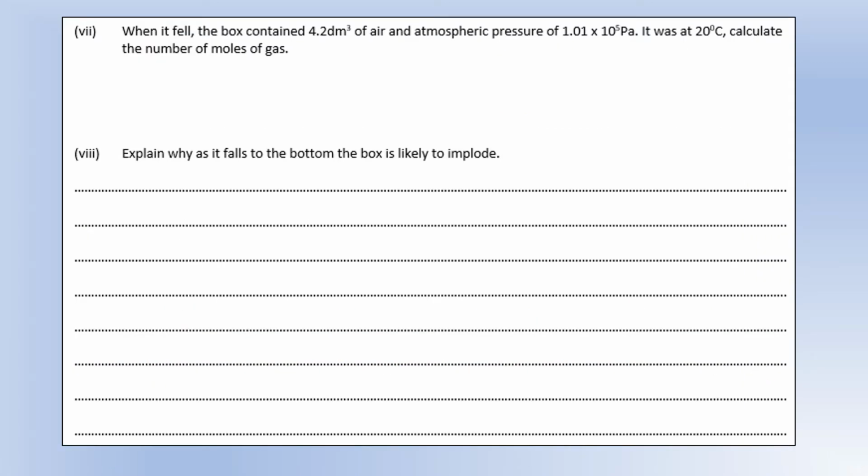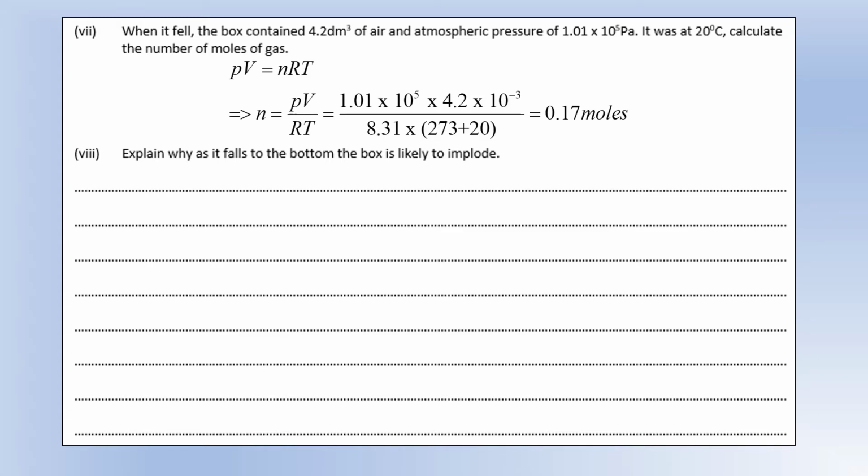Okay, so when it fell, the box contained 4.2 decimeters cubed, or 4.2 liters, of air at atmospheric pressure of 1.01 times 10 to the 5 pascals. It was initially at 20 degrees Celsius. Calculate the number of moles of gas. So what I'm going to do here is use the ideal gas equation. We want the number of moles, so we want to make n the subject. First thing we need to do is convert liters into meters cubed.